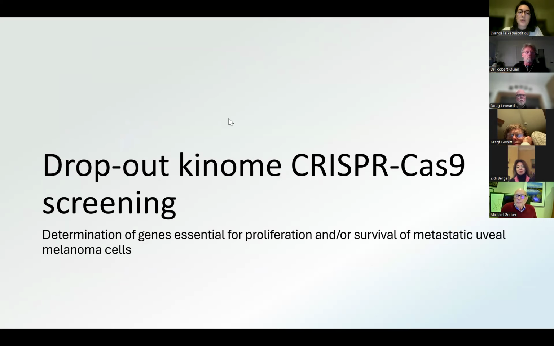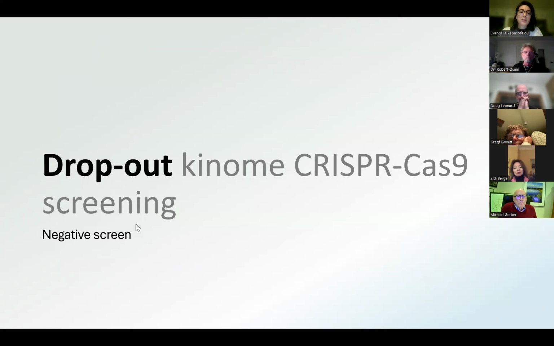So a dropout genome CRISPR-Cas9 screening was conducted prior to my arrival, and they identified genes essential for proliferation and or survival of metastatic uveal melanoma cells. It's a very big title, a little bit intimidating, but we're going to go one by one through the words to explain it. So it is a dropout genome CRISPR-Cas9 screening because it's a negative screening. That means that the cells in which the genes have been efficiently knocked out will gradually get depleted from the total cellular pool by the end of the experiment.